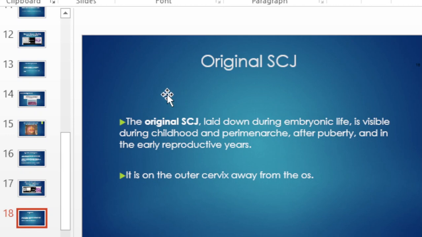So we also talked about the squamocolumnar junction. The original squamocolumnar junction is laid down during embryonic life, and it is visible during childhood, before menarche, after puberty, and in the early reproductive years. It is on the outer cervix, away from the os.